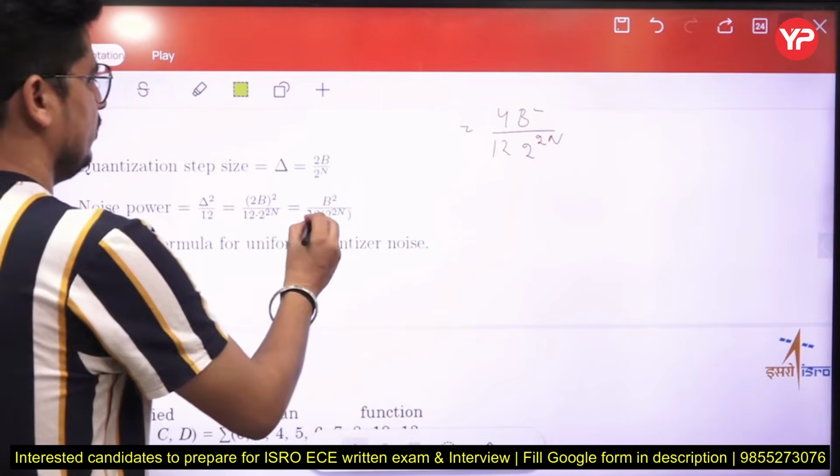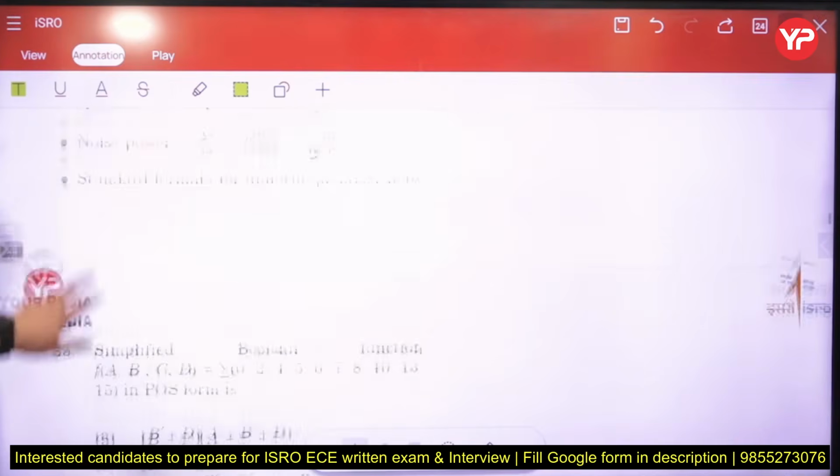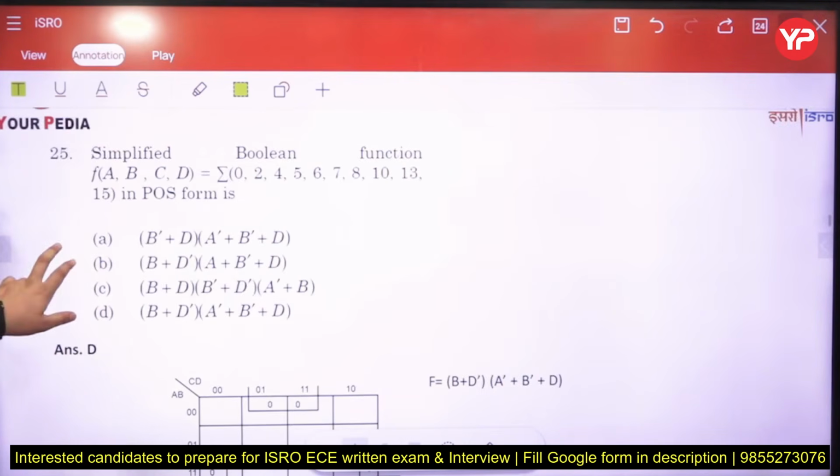That should be 3 here, not 12, right? Answer will be A for this one, right? Okay. Next is simplify the Boolean function in the POS form.